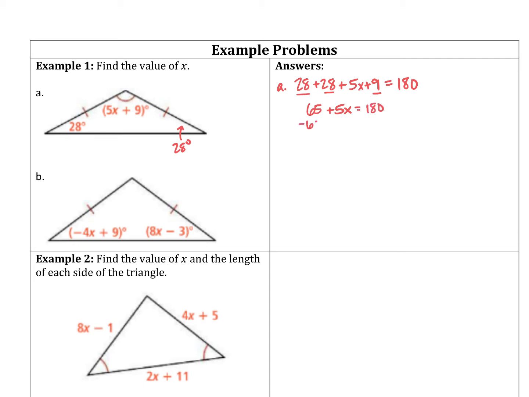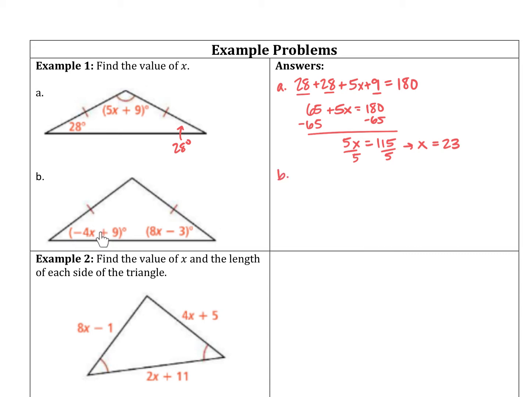And then I'm going to subtract 65 from both sides. So I'd have 5x equal to 115, and then I'll divide both sides by 5, and that'll tell me that my x is equal to 23. Yeah, x equals 23.